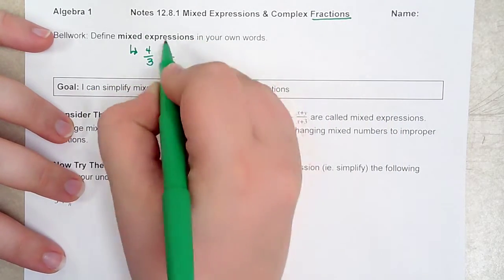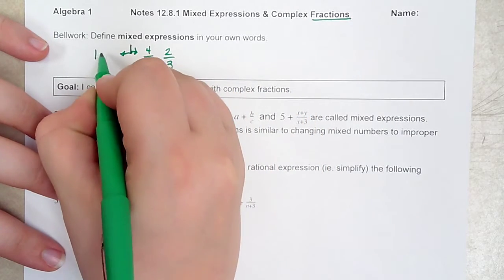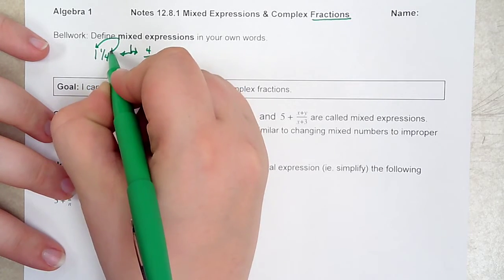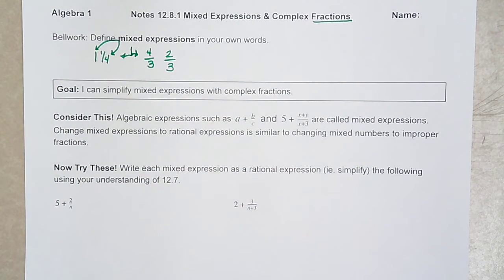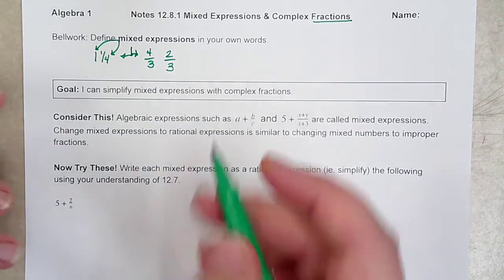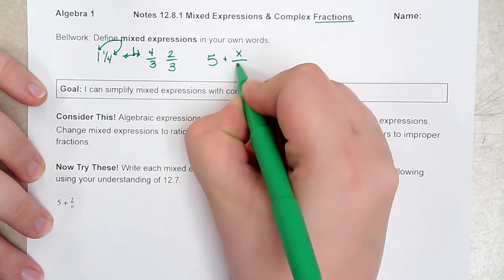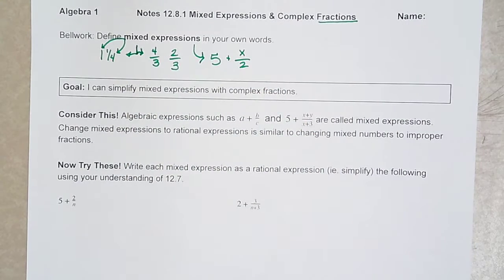But the actual mixed fraction would be like 1 and 1/4. Something that contains both a whole number and a fractional part. It needs both to be considered a mixed fraction. So it makes sense that when we're talking about a mixed expression, we're talking about something that perhaps has a whole number plus a fractional part to it. That's what makes it an expression, is it has a variable attached to it. So today's goal is to be able to simplify these mixed expressions and turn them perhaps just into one fraction.